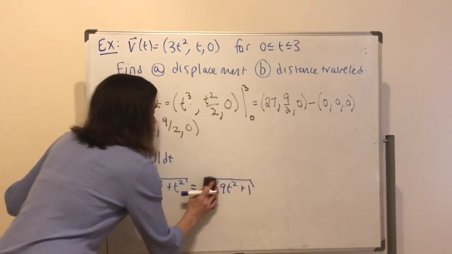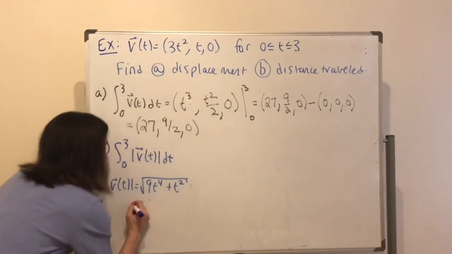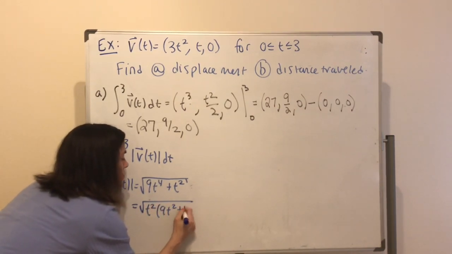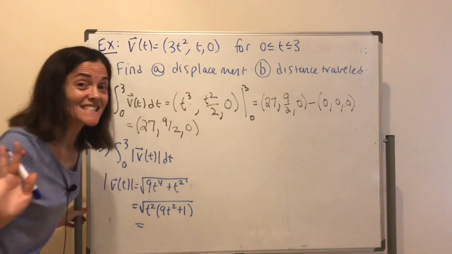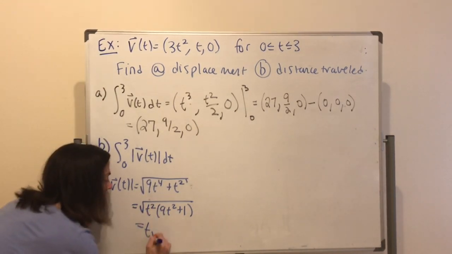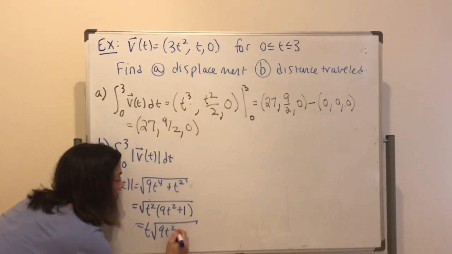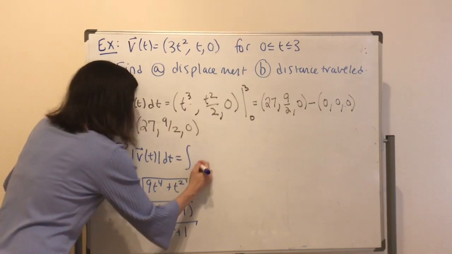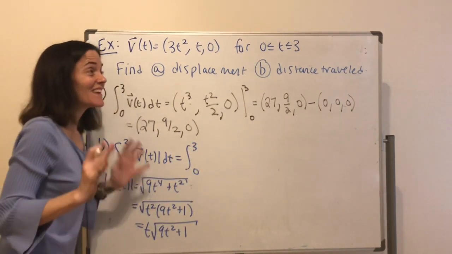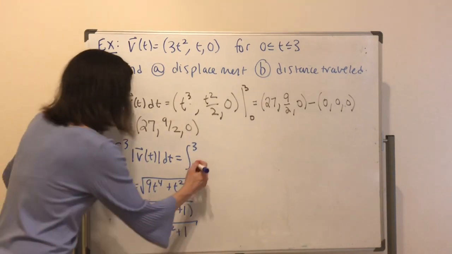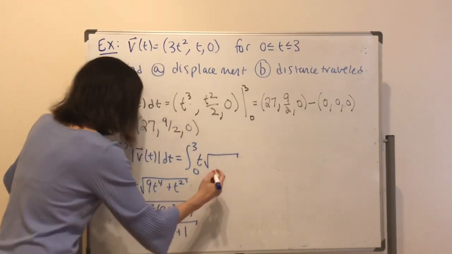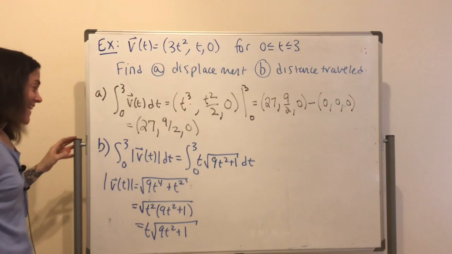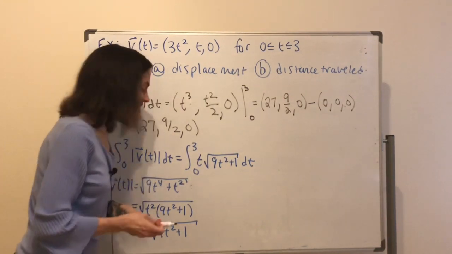Maybe I should actually do this below so that I have room for my integral. t squared, 9t squared plus 1. And then you can factor the t squared out here, and it becomes a t. And then we have a square root, 9t squared plus 1, like this. Now I can integrate. Well, we don't integrate, we integrate this function, that's what I meant to say, of t dt. Okay, well, this is something I am prepared to integrate.